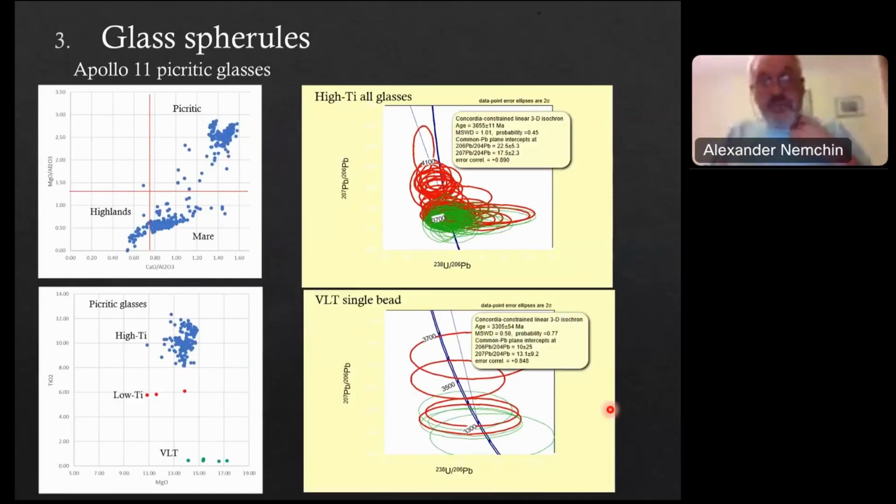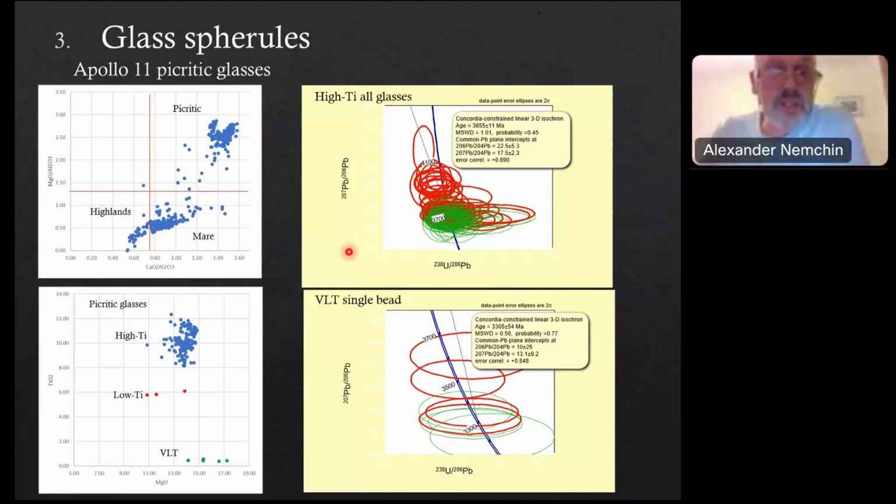Okay, and we started analyzing these things because we can. Now I'm reasonably confident that if you give us a set of characterized picritic glasses, we can give you an age within a reasonable time frame.